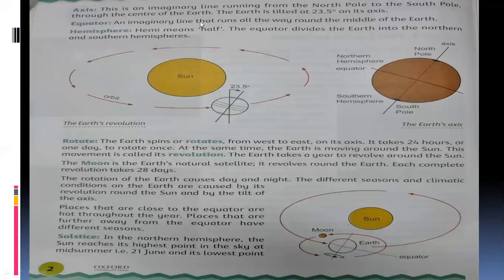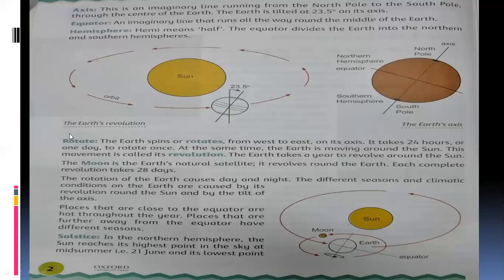And the third one, we have hemisphere. Hemi means half. The equator divides the earth into the northern and the southern hemisphere. Look at this one, northern hemisphere, and downwards, southern hemisphere. This is the Earth's axis.